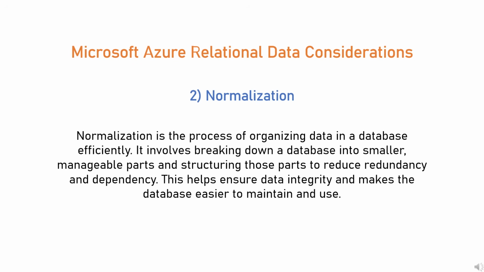Normalization. Normalization is the process of organizing data in a database efficiently. It involves breaking down a database into smaller, manageable parts and structuring those parts to reduce redundancy and dependency. This helps ensure data integrity and makes the database easier to maintain and use.